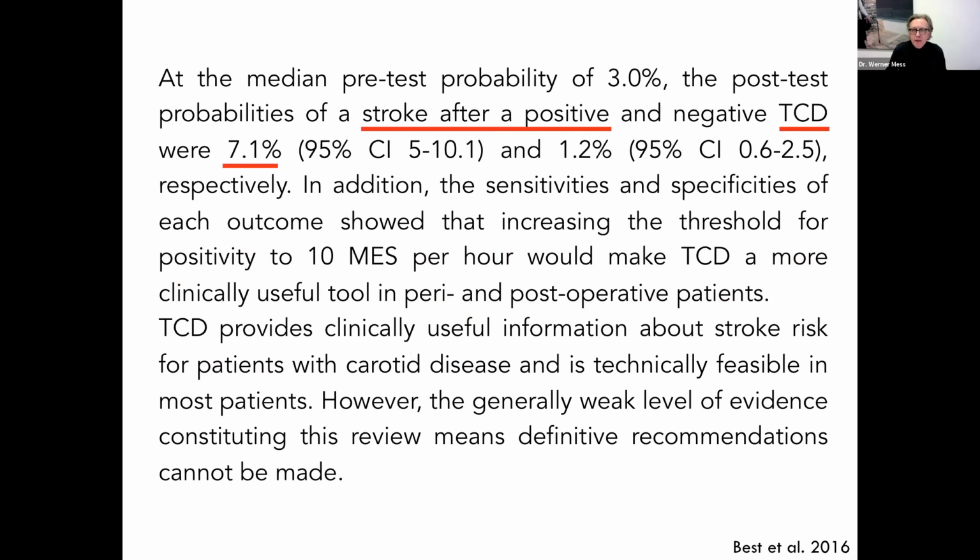Well, indeed, if you have emboli, then the chance is pretty high of getting a new event. And if you don't have emboli, the chance is pretty low. So this seems to be clinically useful, but there is a tiny problem. The authors find the studies not strong enough, and they don't dare to give final recommendations.